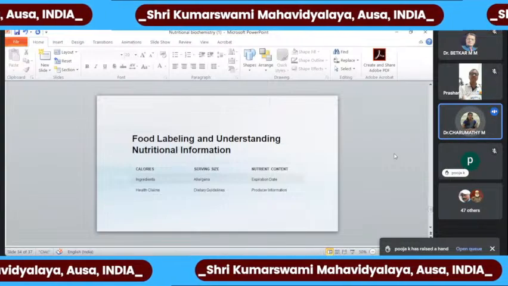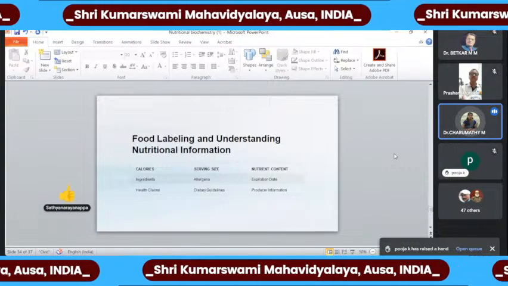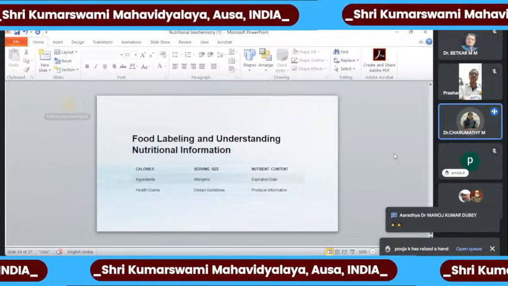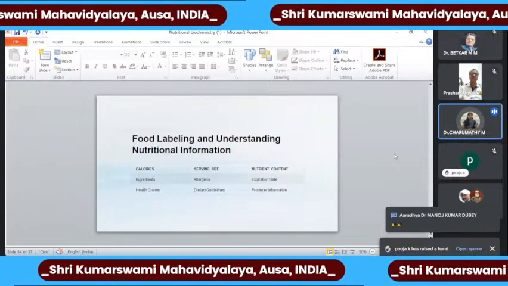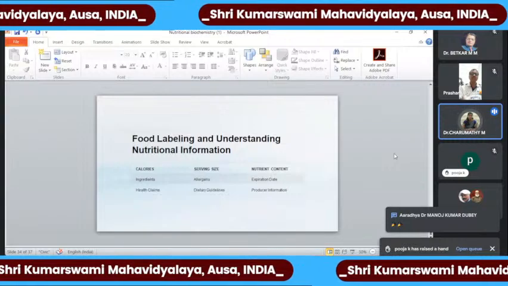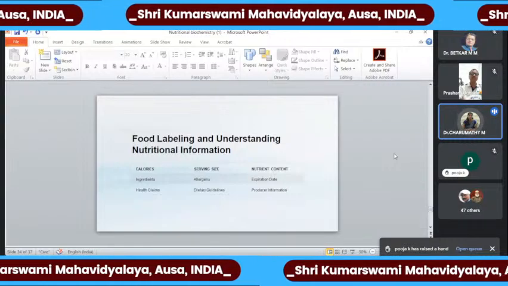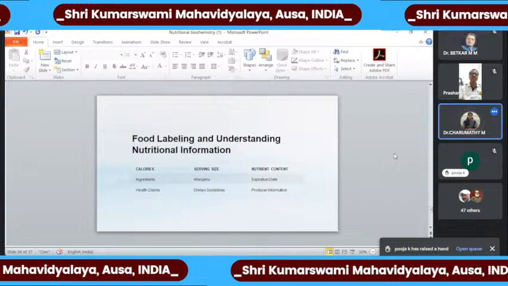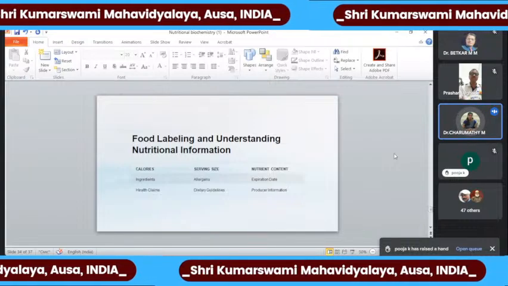Food labeling and understanding nutritional information: calories, serving size, nutrient content. The production information and expiry date we have to notice in packed foods, and we have to follow the dietary guidelines.